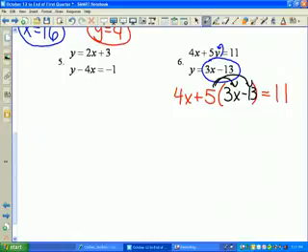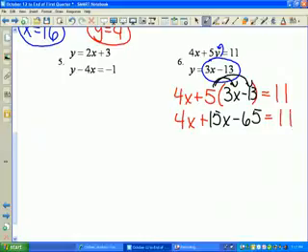So when I distribute, I multiply. So 5 times 3x gives me 15x. 5 times a negative 13 gives me a negative 65. Everything else is coming on down. My 4x, my plus sign, my equals, and my 11. So at this part, I noticed a lot of students were like, okay, let me subtract 4x on both sides. So they were doing exactly this.